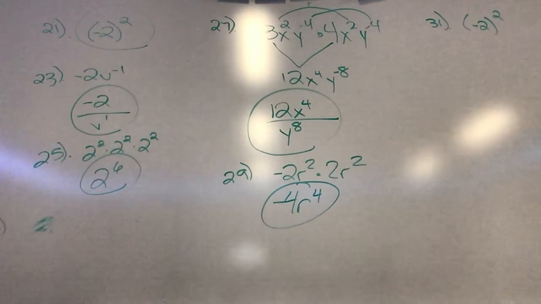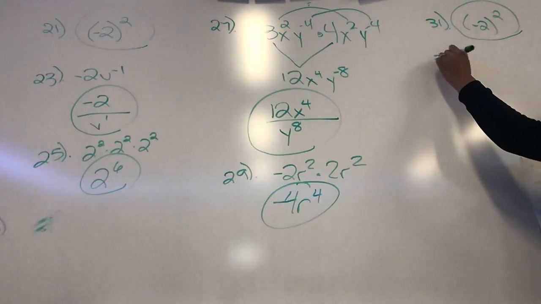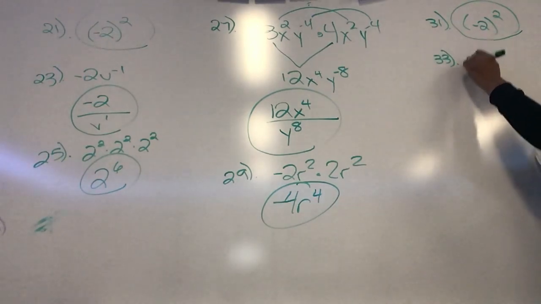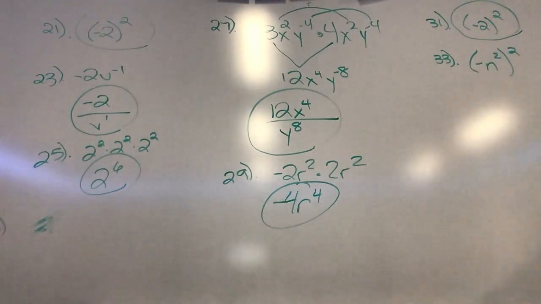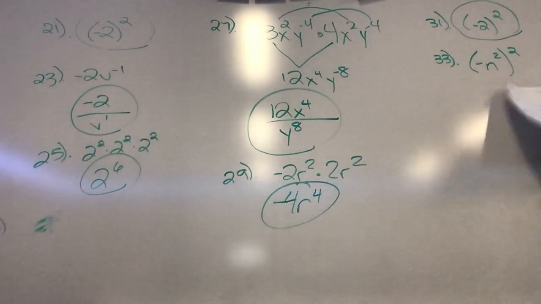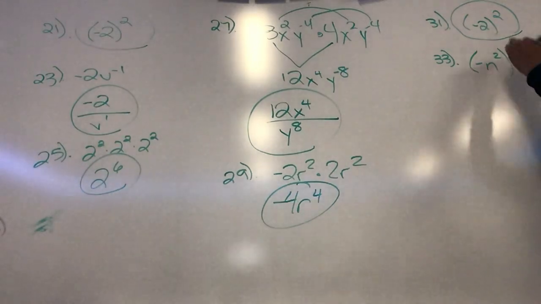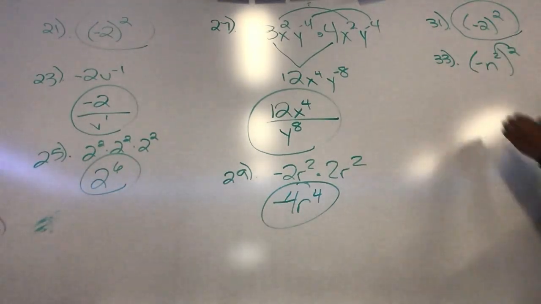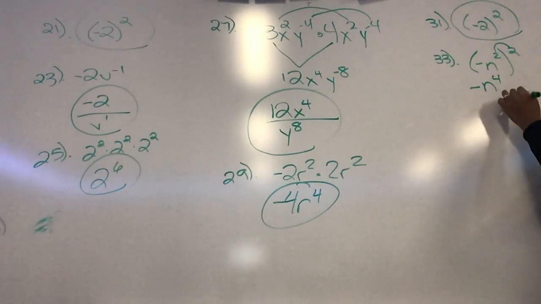Okay, 31. Do we have any negatives? No, so this is our answer. Okay, 33. What rule is this? It's the power rule, okay? So the power rule says multiply the exponents. So you're just going to multiply 2 times 2. Yeah, so you're going to get negative n to the 4th power.